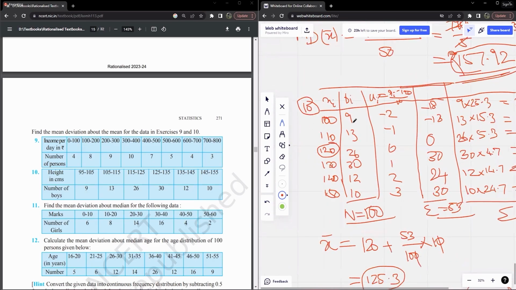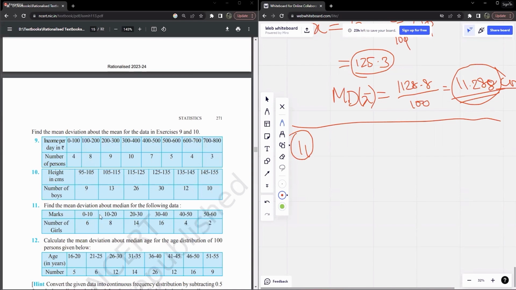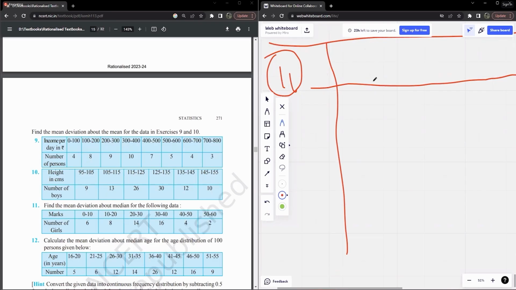With that, we complete question number 10. Question number 11. Mean deviation above the median for the following data. It's a bigger process, but again, some things hold true. Your Xi's, your Fi's, it's going to be the first two columns. This is going to be Fi, this is going to be Xi, and then I'll have a CF.